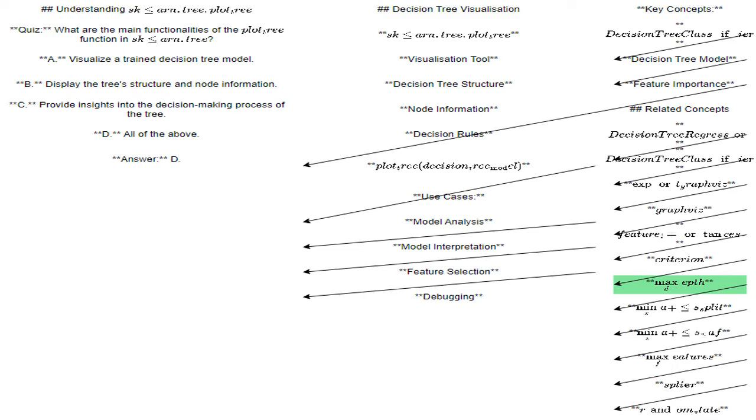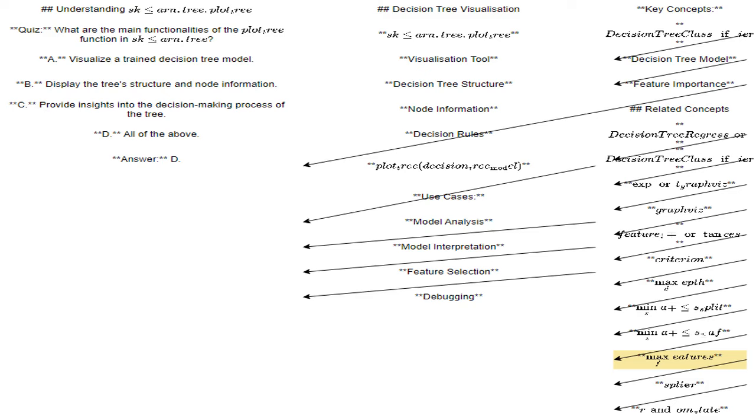The plot_tree function is a powerful tool for visualizing decision trees. It helps to understand the structure of the tree, the decision rules applied at each node, and the overall decision-making process. Model analysis: visualize a trained decision tree model and examine its structure. Model interpretation: understand how the model makes predictions based on the decision rules. Feature selection: identify the most important features used by the tree. Debugging: visualize the tree to identify potential errors or inconsistencies.